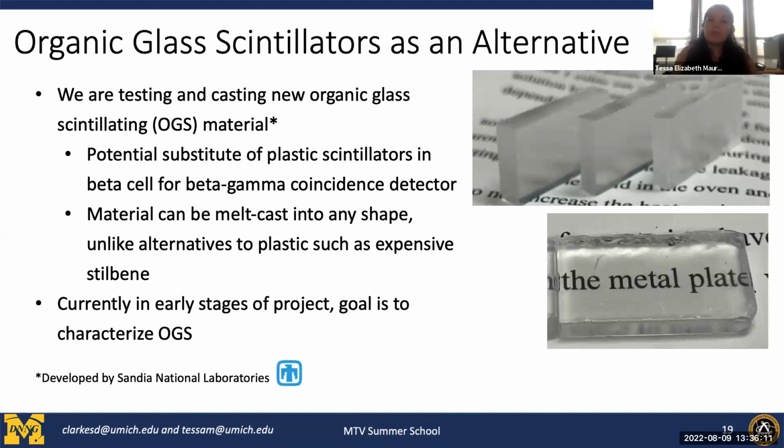With stilbene, you have to physically grow those crystals, so to have it in any geometry you want, like you could with a plastic easily, is a little bit trickier than you might think. So we've been looking at a different alternative to the plastic scintillators, and this is organic glass scintillators. This is a new material from Sandia National Laboratories. It's newly developed, and we are currently in the first stage of this project. We are evaluating and characterizing the glass to see if it would be a potential substitute for plastic scintillators in the beta cell for beta-gamma coincidence detectors.